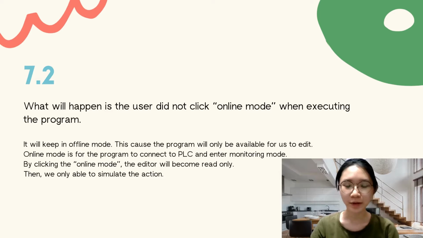Hello, I'm Vinny. Now I will proceed to question 7.2. What will happen if the user does not click on online mode when executing the program? It will stay in offline mode, so the program will only be available for us to edit. Online mode is for the program to connect to the PLC and enter monitoring mode. By clicking online mode, the editor becomes read only. Then we are only able to simulate the action. So that's all from my part.